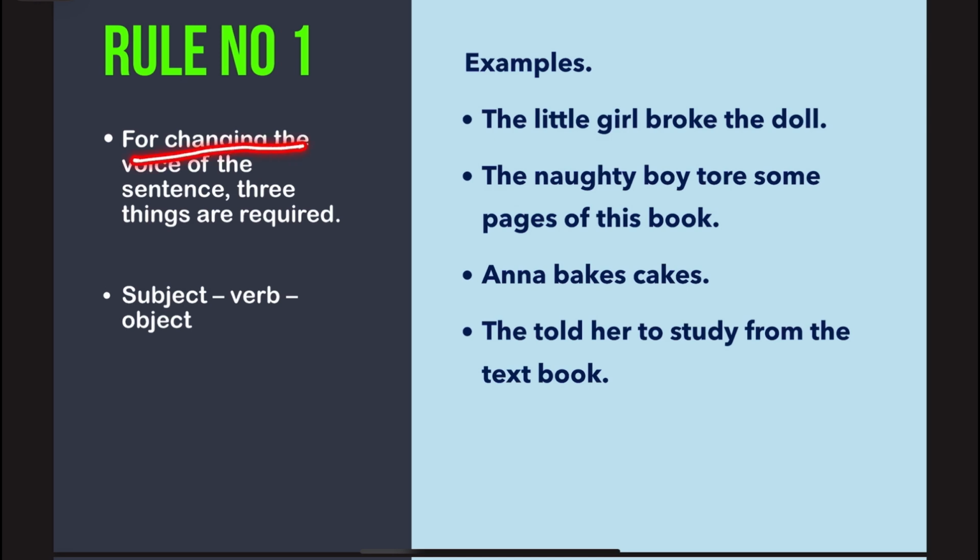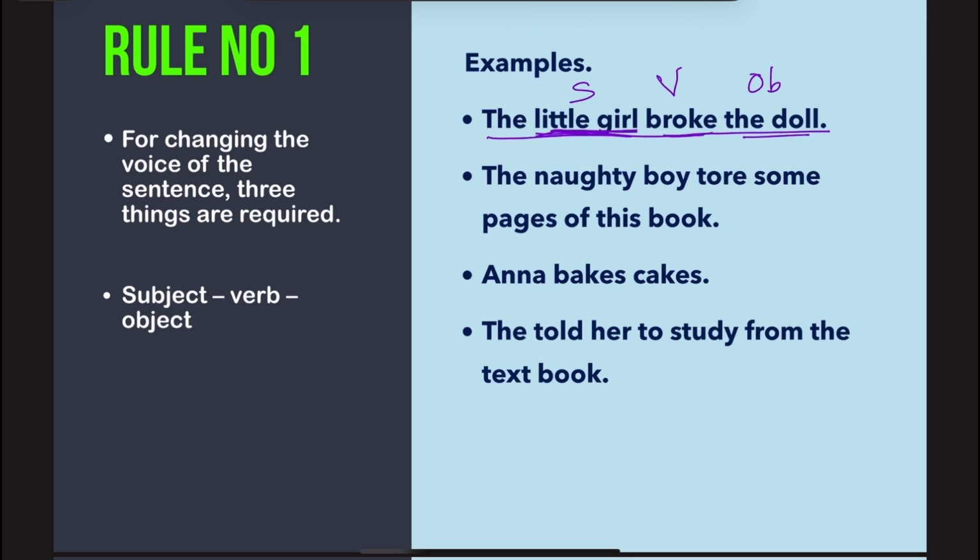Rule number one: for changing the voice of a sentence, three things are required. One is the subject, verb, and object. Let us look at these examples. In each example, I want you to point out the subject, verb, and the object. The little girl broke the doll. So who is the subject? The little girl. The verb is broke, and the doll is the object.